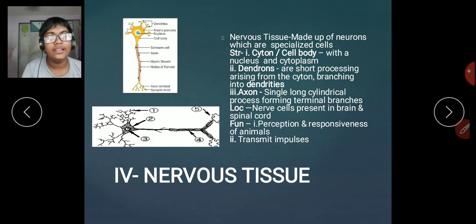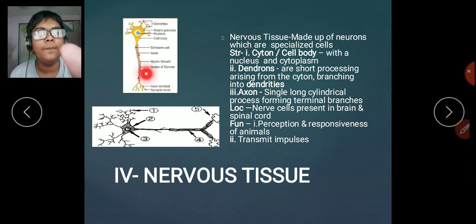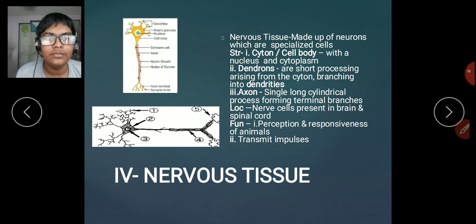Next, the last is the nervous tissue. It is made up of neurons, which are specialized cells. Soon we will be learning about the nervous system, but not now; now we will just brush up with nervous tissue. It has a cell body, the cell or cyton, with a nucleus and a cytoplasm. It has a long protoplasmic extension known as the axon. There is a myelin sheath, the Schwann cell, the axon, the node of Ranvier. Many things there are, so we'll learn about this later.